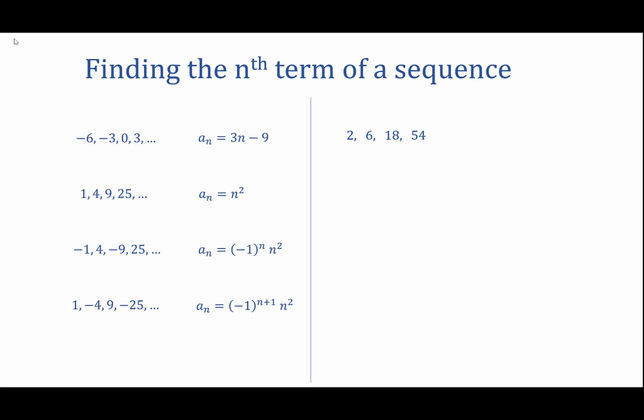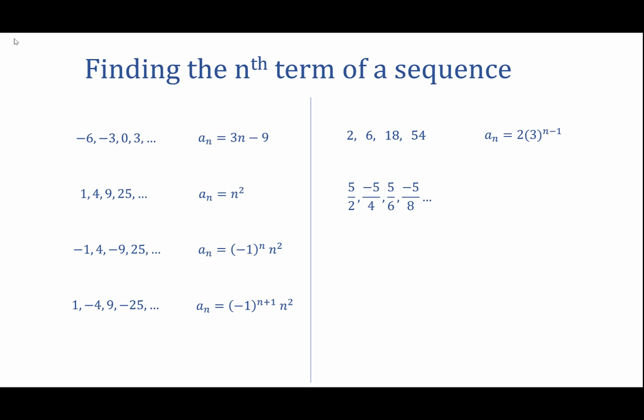In this sequence of numbers, to get from one term to the next, we multiply by 3. So that's very much like an exponential function, where the base of the power is 3. In this example, we started with the value 2, so that's like our initial value in the exponential function.